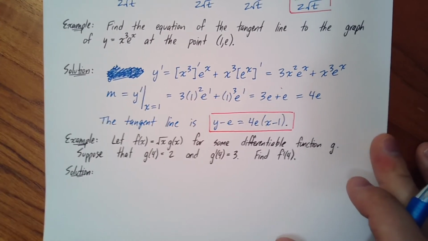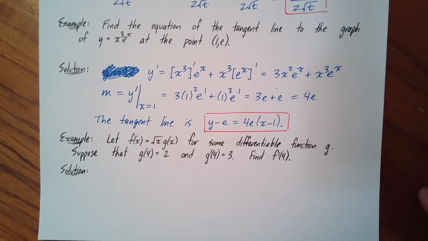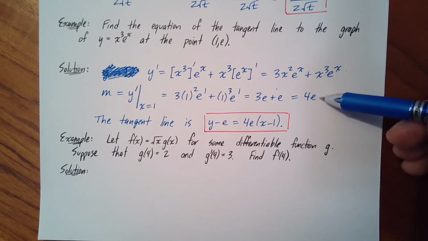So remember that that's going to come up frequently. Finding the equation of a tangent line. It always boils down to a few steps. Take the derivative of your function. That's what we did here. Plug in the point that you're given to get the slope. That's what we did on this line. And once you have that, the rest is just plugging things into the formula.